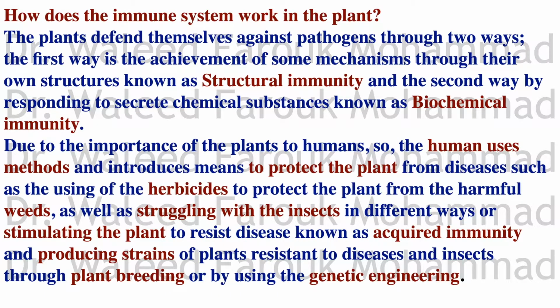How does it work? The plant defends itself through two ways. First way is by changing or altering its structure. It's called structural immunity. And the second way is by responding to secrete chemical substances like biochemical immunity.